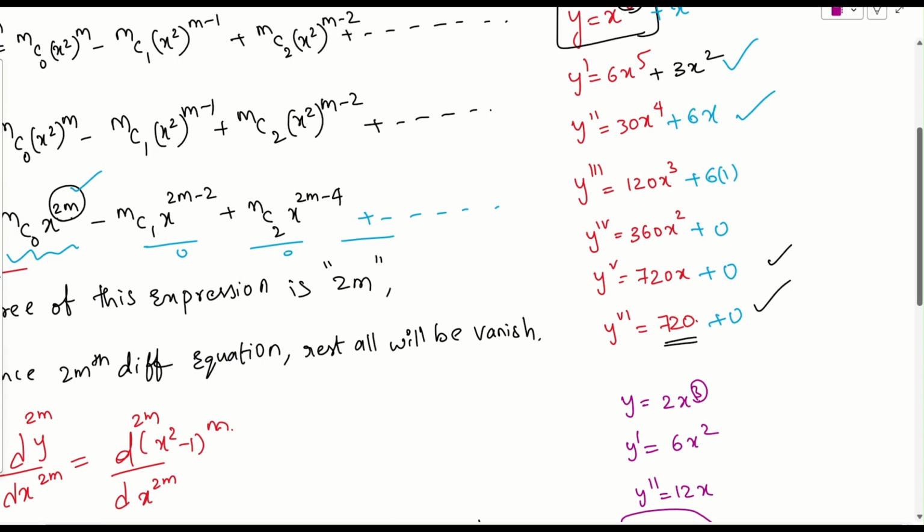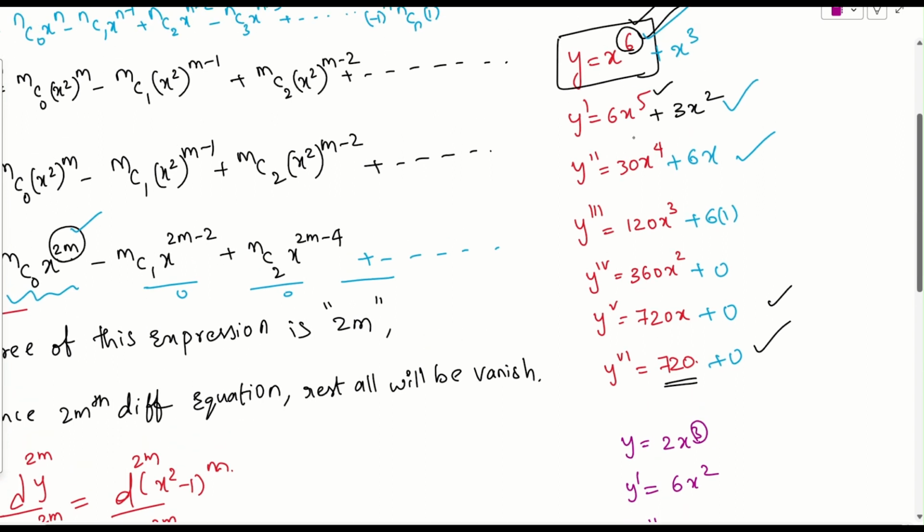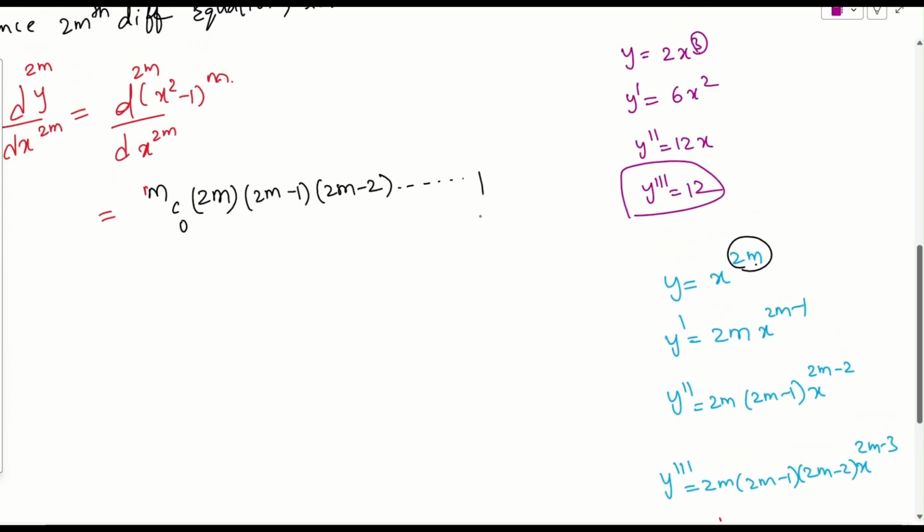If you check this clearly, x power 6, first derivative, it will become x power 5. Gradually the power is decreasing: x cube, x square, x power 1. This will be x power 0, which means you will be getting 1. Is it okay? Highest power is 6, so the sixth derivative will be 1. The same thing: highest power is 2m. If you apply the 2mth derivative, every x will vanish. You will be getting these terms. Is it okay? That is what I have written.